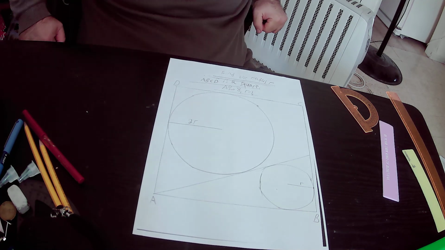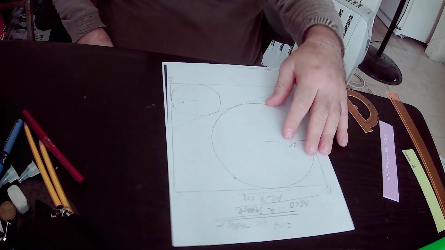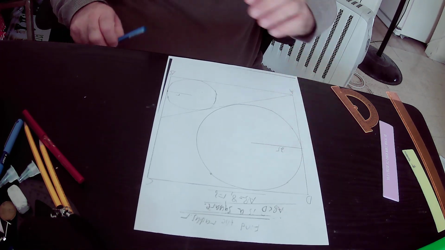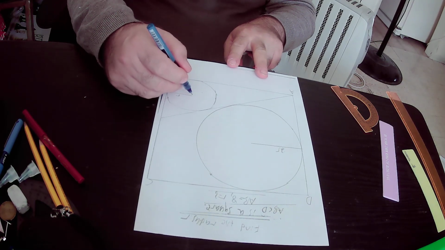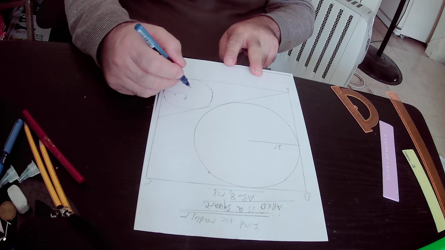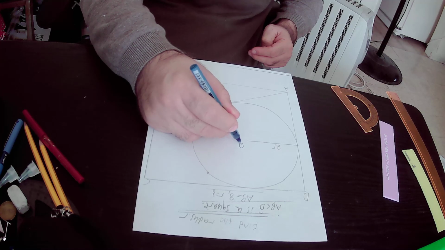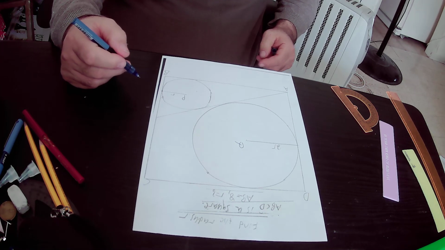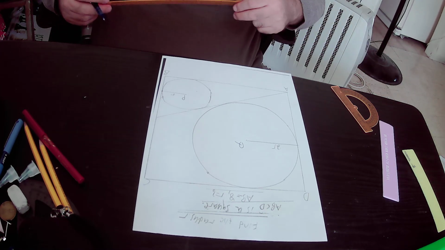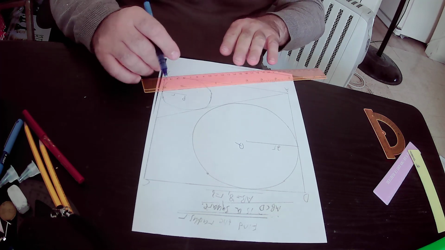So, first of all, we will define the center of the small circle as point P, and the center of the big circle as point Q, and we will join together points A and P by a straight line.